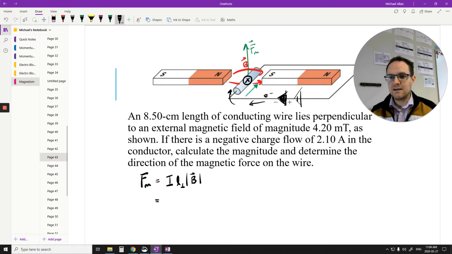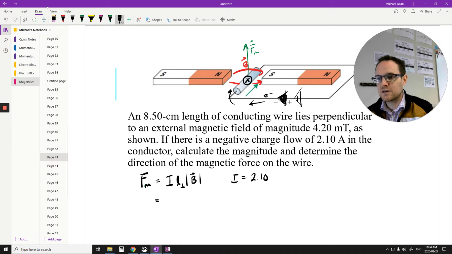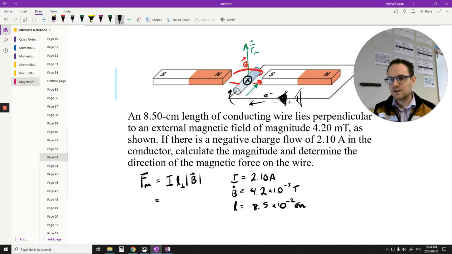We got the I, and the I is current, in amperes, sorry. It's in regular amperes, so I don't have to change anything. Our B is not in regular Teslas, it's milliteslas. I'm going to change the milli into regular Teslas. And the length of the wire is also not in regular meters. It's in centimeters right now. So I'm going to change that into regular meters. So those are my numbers I'm going to use there.